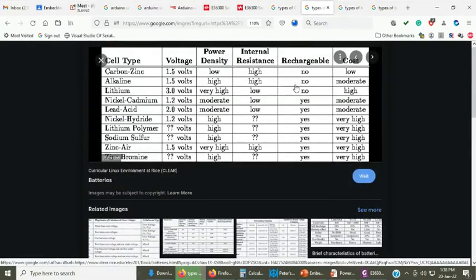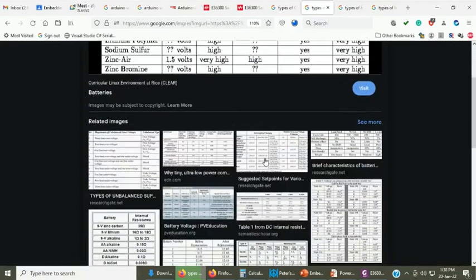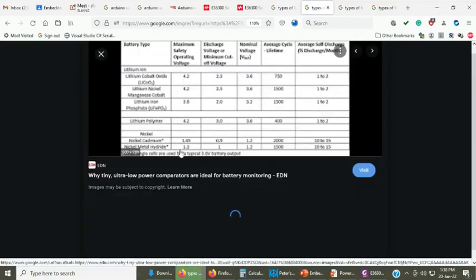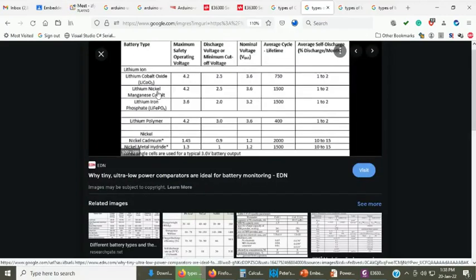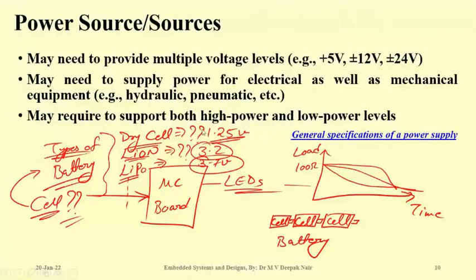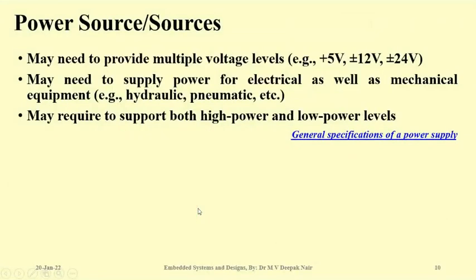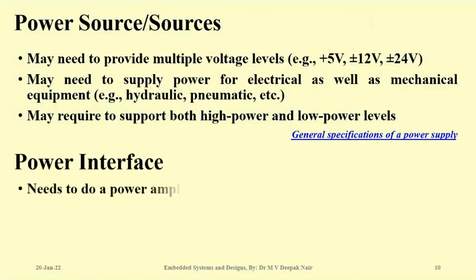Are they rechargeable or not? What are the internal resistances, power density? These kinds of things are expected from any engineer who is going to work in embedded systems. So there are so many things that you can explore anyway. Now proceeding to the next, power interface.